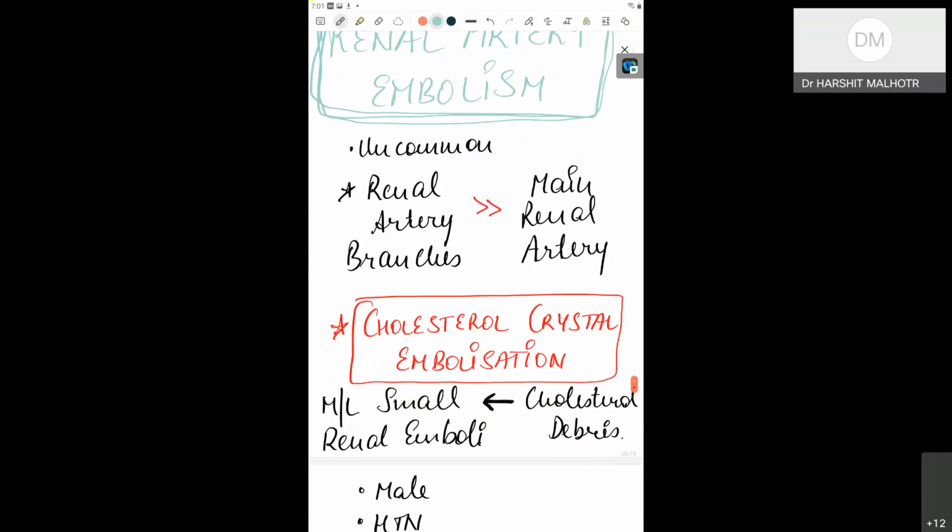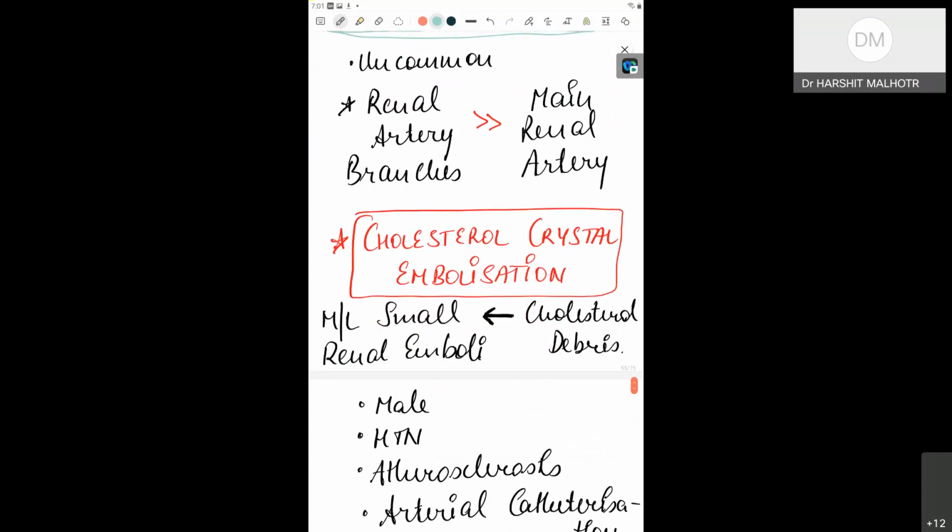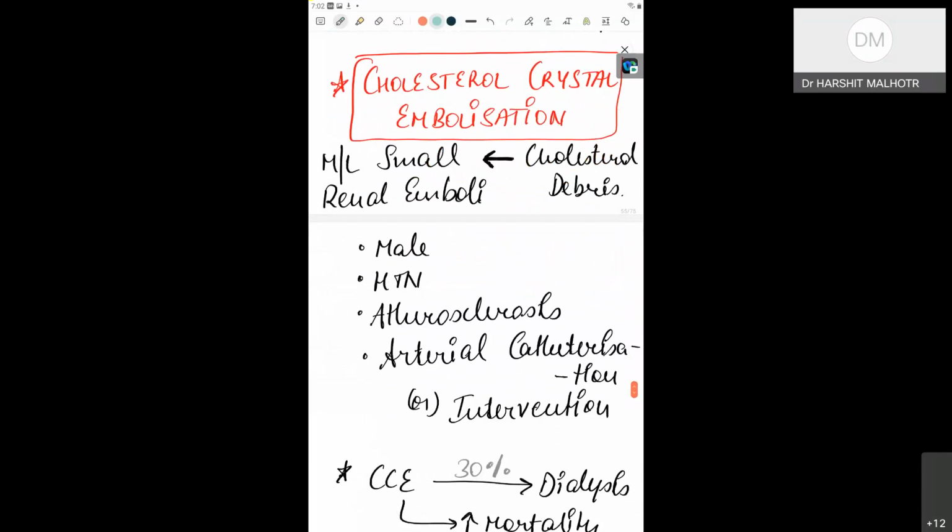Now there is a new entity which is cholesterol crystal embolization. In a case of atherosclerosis, obviously there is cholesterol debris present in the arteries, commonly seen in atherosclerotic arteries, which causes a thromboembolic event in which the cholesterol debris causes multiple small renal emboli. Commonly, as in atherosclerosis, the main risk factors are male sex, hypertension, and atherosclerosis.